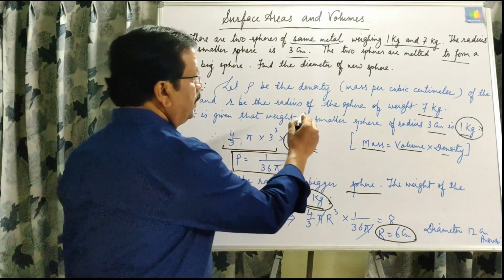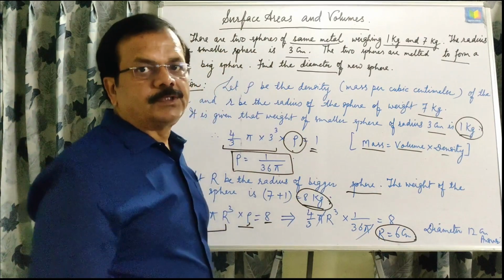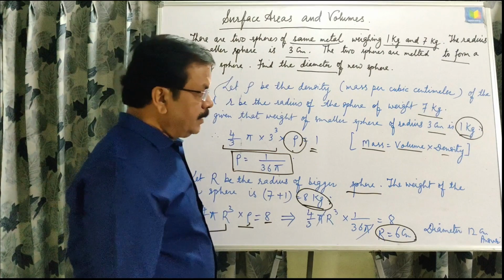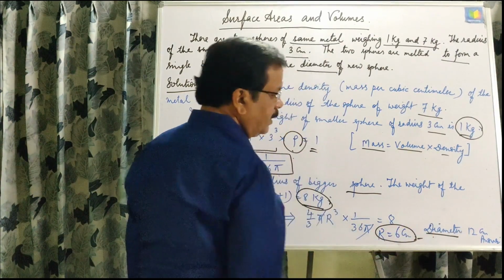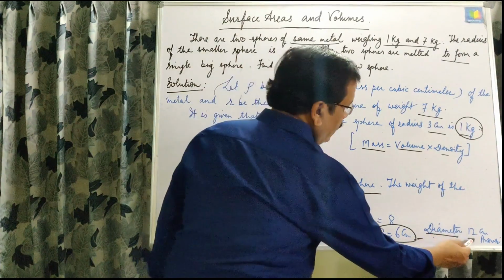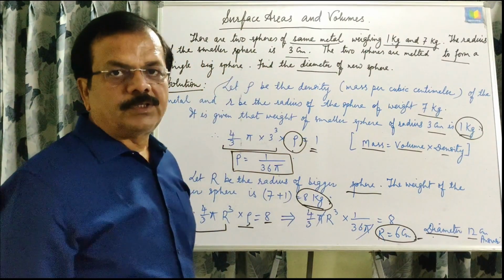But be careful, we are asked here for the diameter of the new sphere, and students make mistakes at the last moment while writing the answer. They leave their answer up to the radius, but the diameter is very simple, twice the radius, that is 12 centimeter. Okay, this is all about this question.